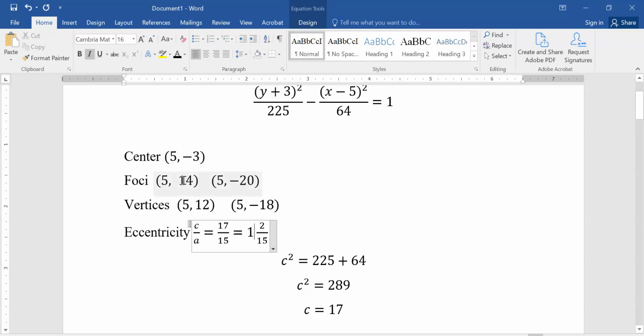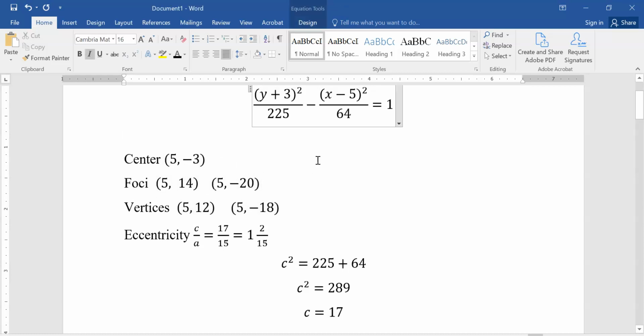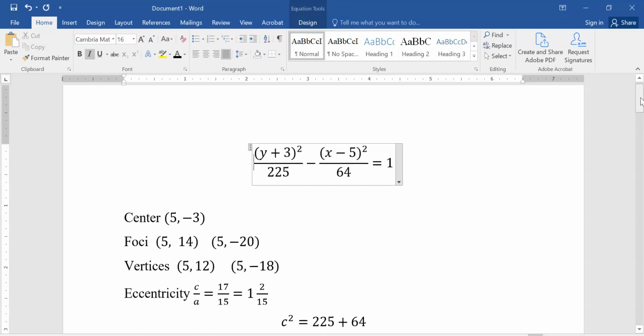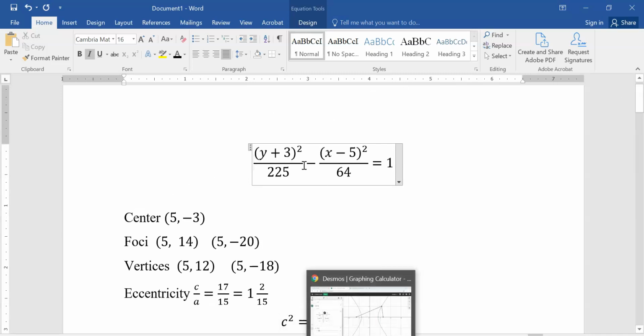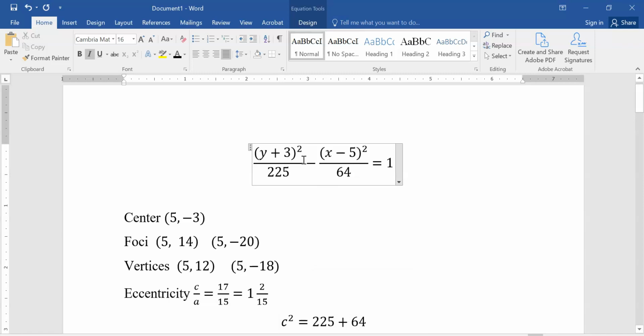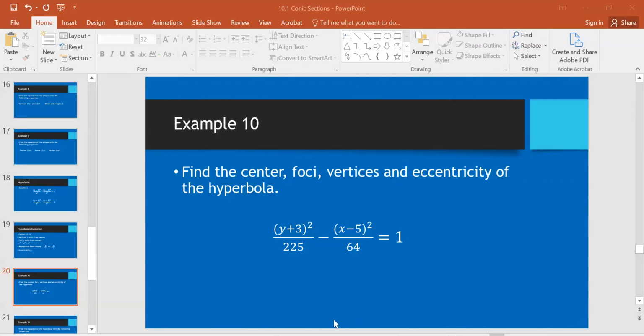Now we found the center, the foci, the vertices, the eccentricity. If we wanted to find the asymptotes, we could. I'm not going to ask you to find the asymptotes of a hyperbola in general. So hopefully you see that. Obviously, things could get more difficult if you had to complete the square and algebraically manipulate in order to get to the standard form. But in this case, we did not have to.